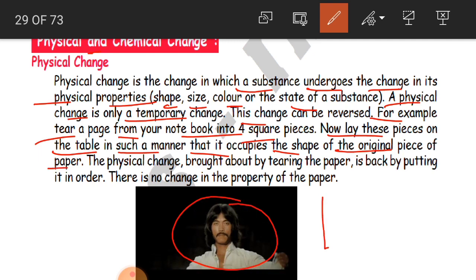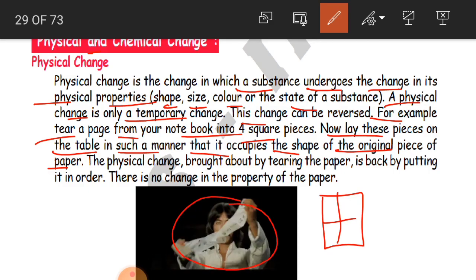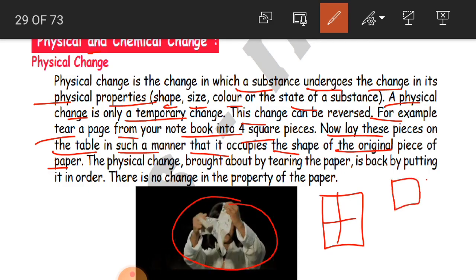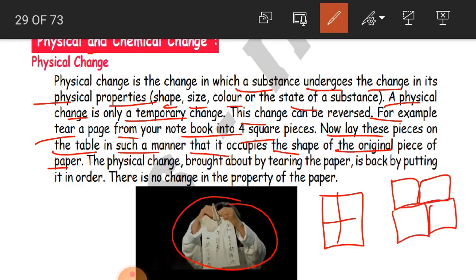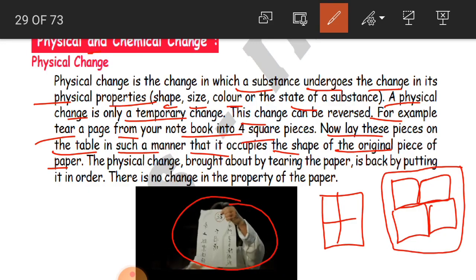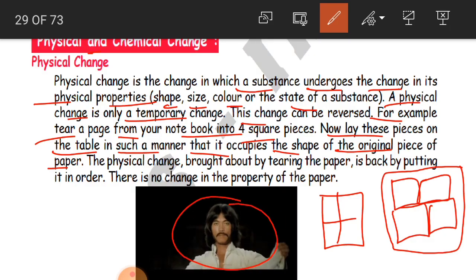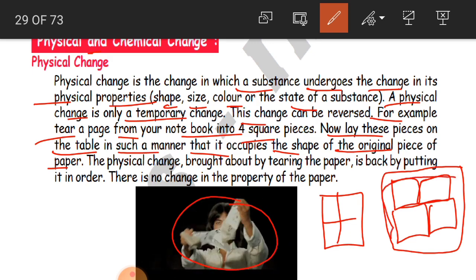Suppose this is the paper, one complete paper, and we have torn it into 4 different parts. And if you want to join these again, you can take one part first, then join the other part, then the other part, then again the other part. Now you got your complete paper. It will not be as it was in the beginning, but still you can just assemble all these pieces so that it is going to occupy the shape of the original piece of paper.